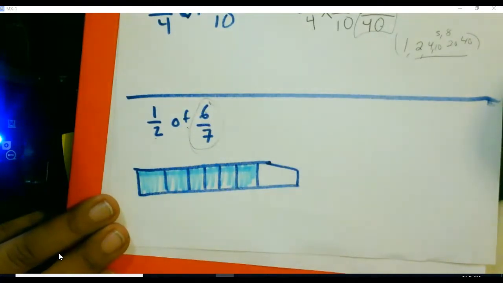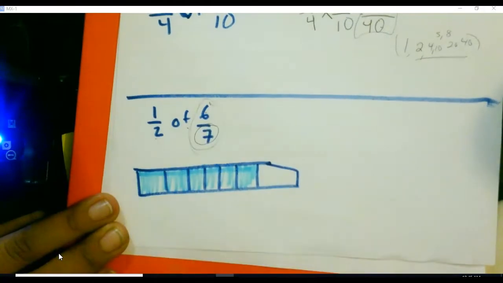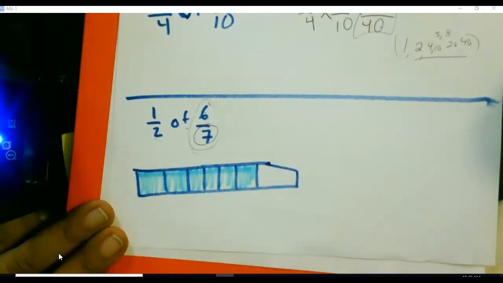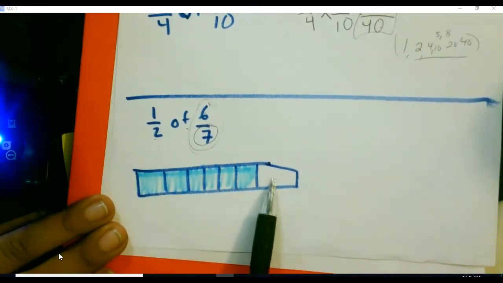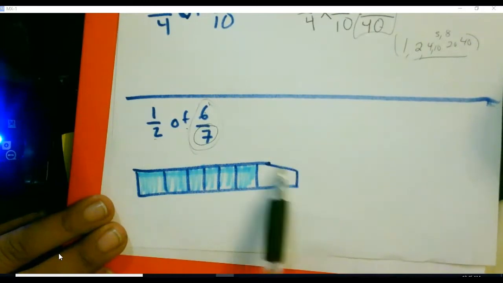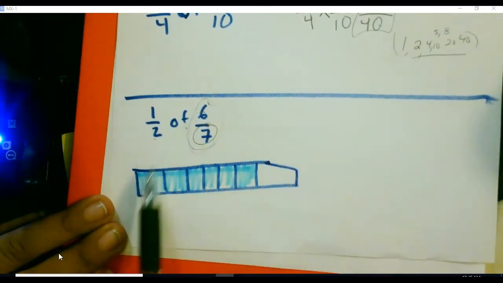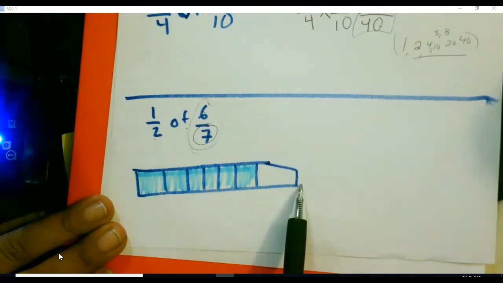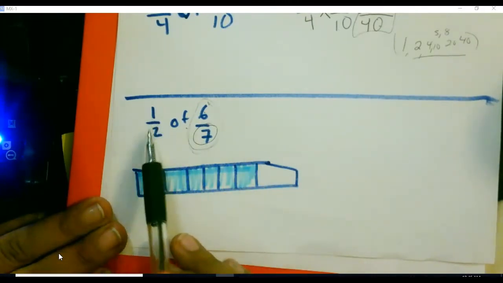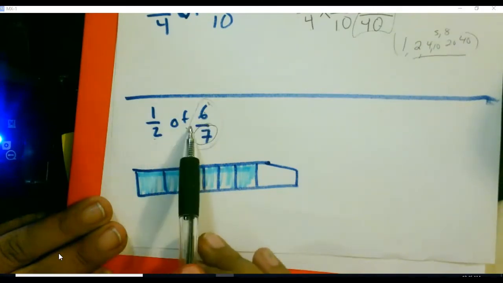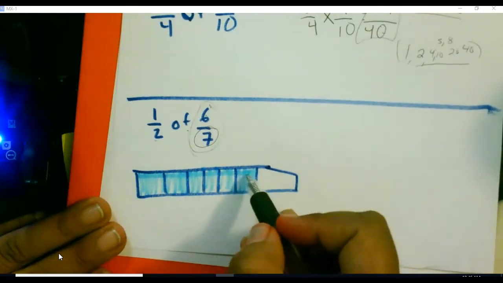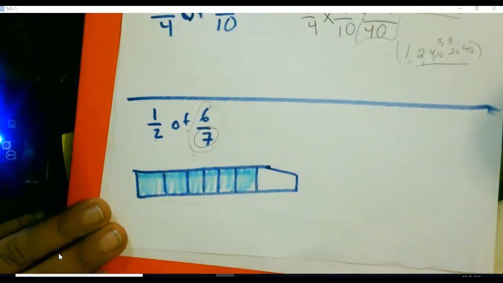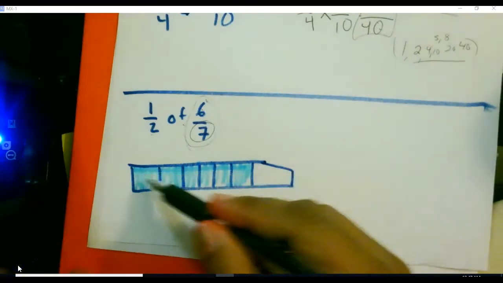What is 6/7? It means that my model is going to be broken into 7 pieces. And here I already started it. I have 1, 2, 3, 4, 5, 6, 7. So my bar is broken into 7 parts. And I shaded 6 because it's 6 out of 7. Now I want half of this. Half of 6/7. So that means that I need to break this in half. So we're splitting the 6 in half.